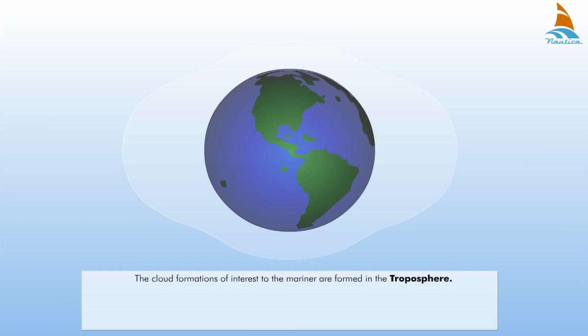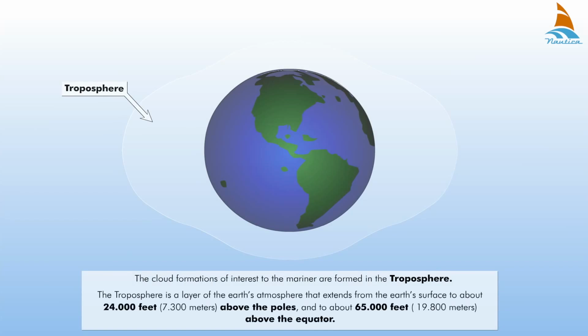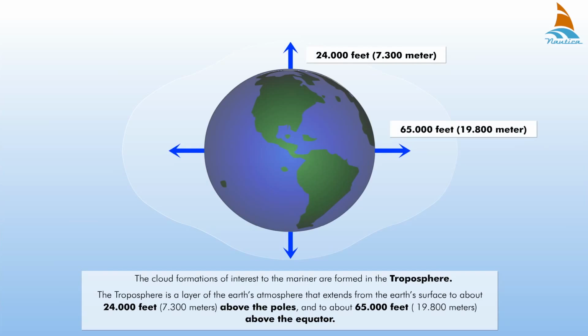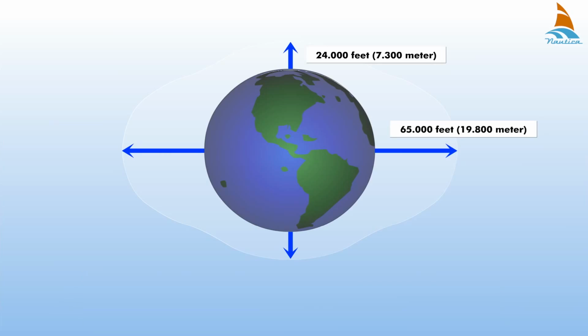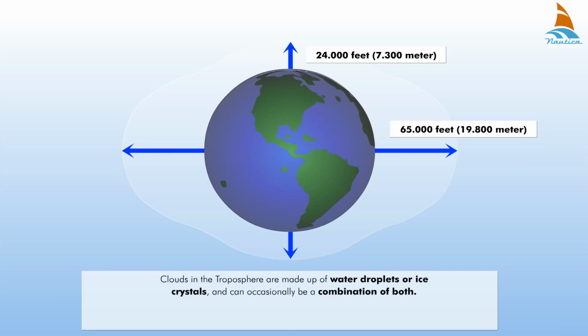The cloud formations of interest to the mariner are formed in the troposphere. The troposphere is a layer of the Earth's atmosphere that extends from the Earth's surface to about 24,000 feet, 7,300 meters above the poles, and to about 65,000 feet, 19,800 meters above the equator. Clouds in the troposphere are made up of water droplets or ice crystals and can occasionally be a combination of both. The consistency of clouds always depends on the temperature.